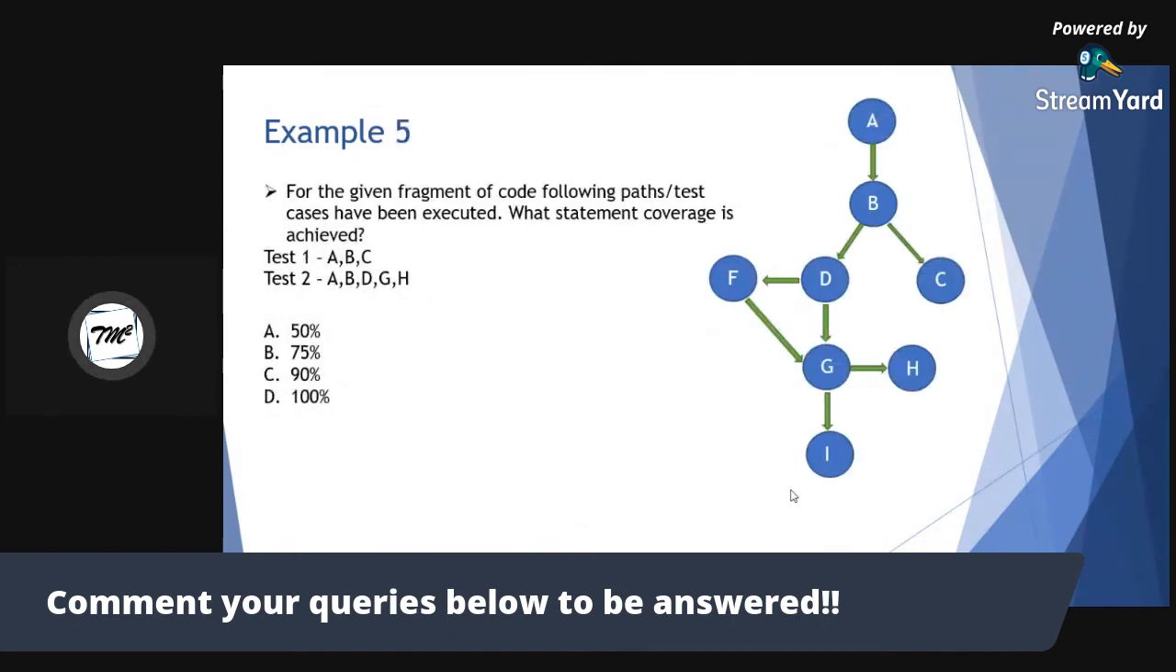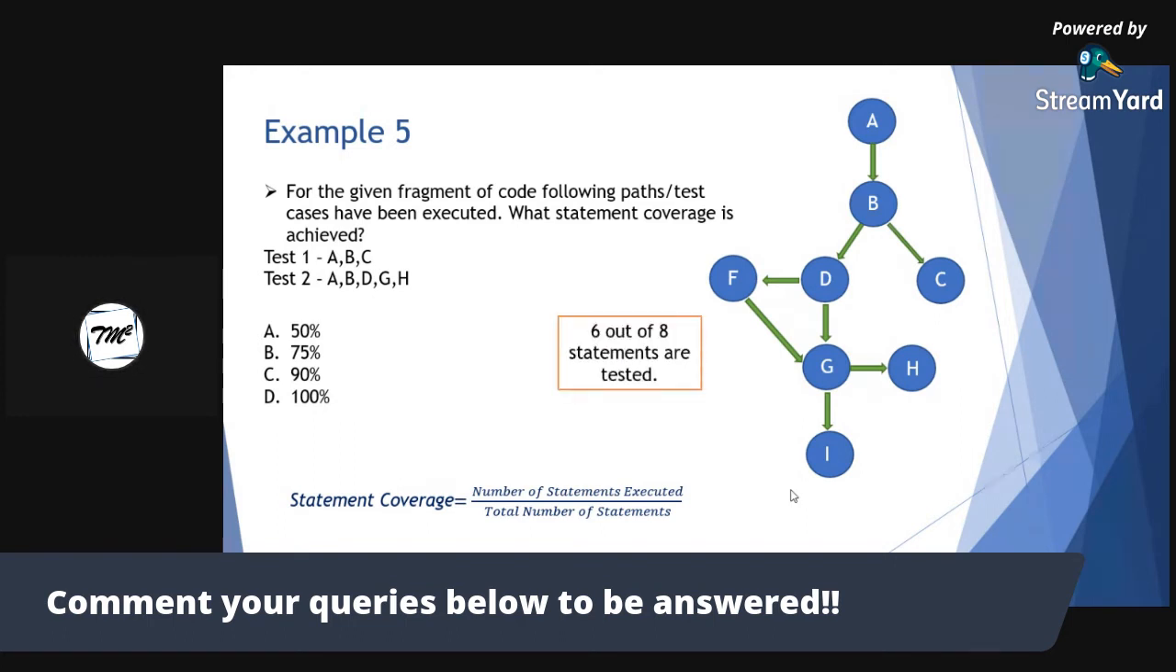The other way around, they may also ask you for the percentage, where I give you the diagram and the test cases I'm using, and ask what percentage has been achieved. So the formula is statement coverage is equal to the number of statements executed by the test cases divided by the total number of statements in the diagram. The diagram is provided to you, where each circled item is called a statement and each arrow is called a decision. So 6 out of 8 statements are tested here, and the answer is 75%.